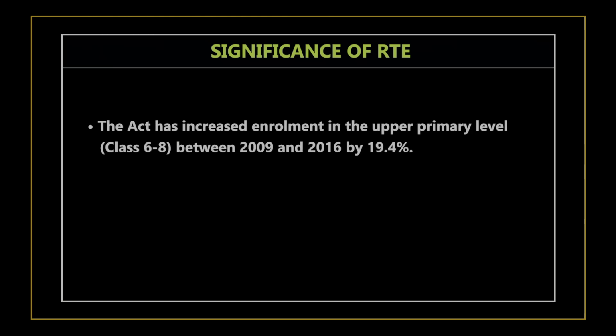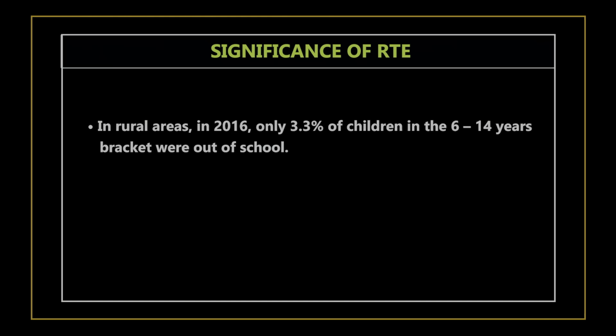The Act has increased enrollment in the upper primary level, classes 6 to 8, between 2009 and 2016 by 19.4%. In rural areas, in 2016, only 3.3% of children in the 6 to 14 year bracket were out of school.